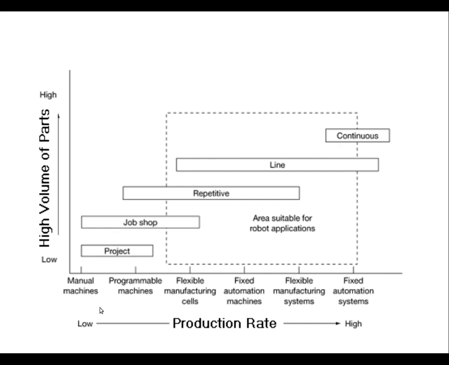So when we look at this slide, notice down at the bottom it says production rate. As our production rate increases, and our volume of parts, our actual number of outputs, increases, that goes up this line, more toward the continuous. All right, so the project is down here with low production and low volume of final product. Like you built a bridge, you built one bridge, and it took quite a while to do that, right? But again, every bridge is unique.